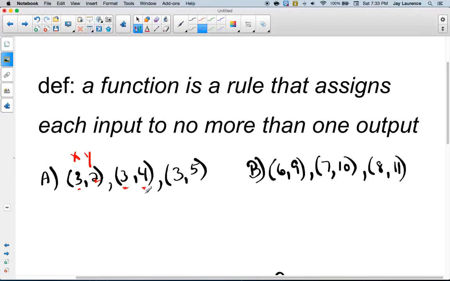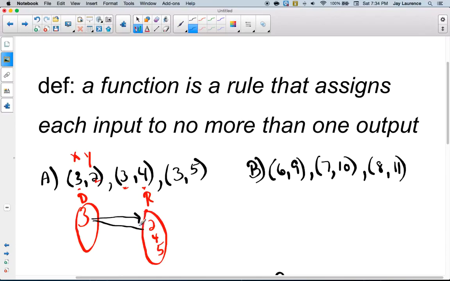Right there, I know this is not a function, because if I were to map it, I would have 3 in my domain. 3 is the only member of the domain according to this. And the range is 2, 4, and 5. Well, 3 is going to 3 different outputs. It's going to 2, it's going to 4, and it's also going to 5. So this is definitely not a function.